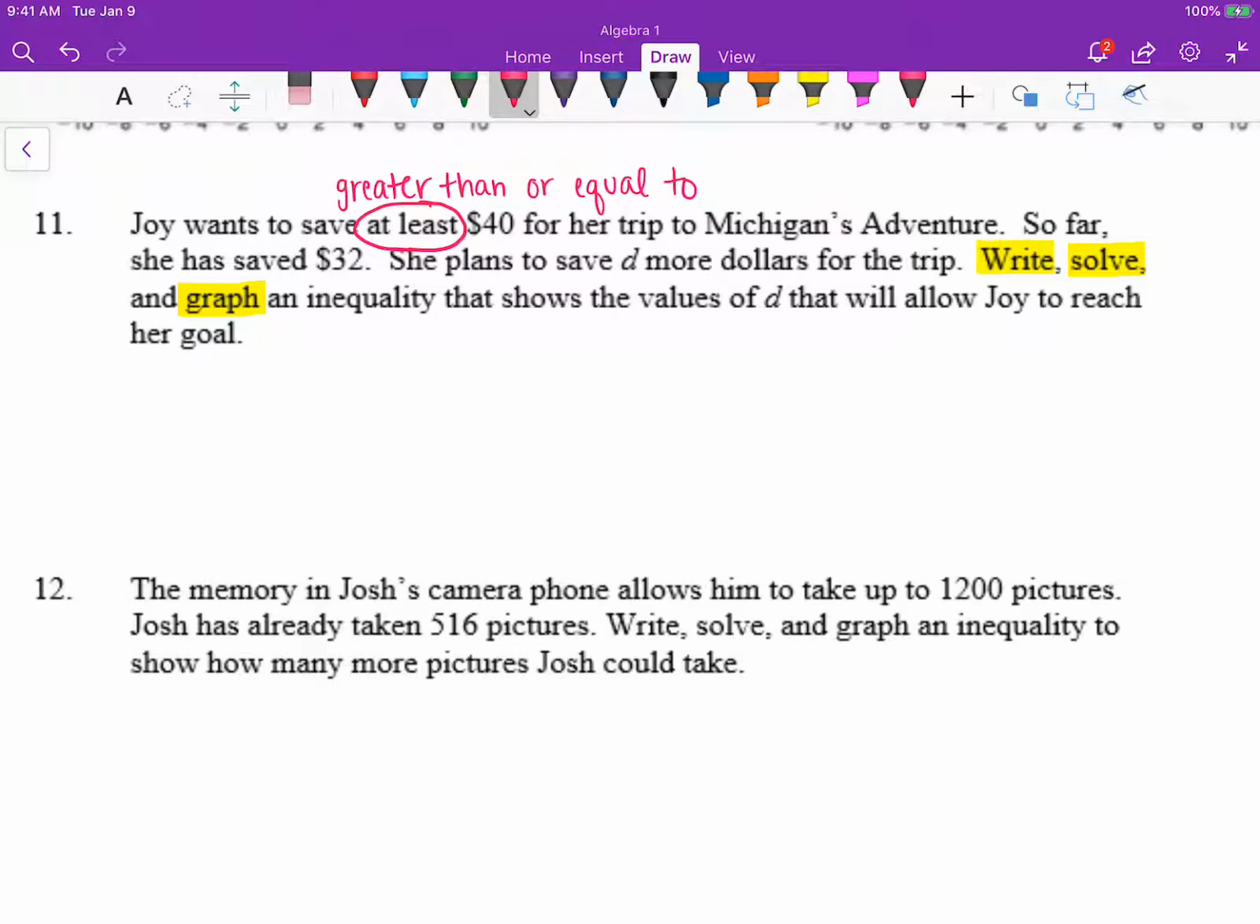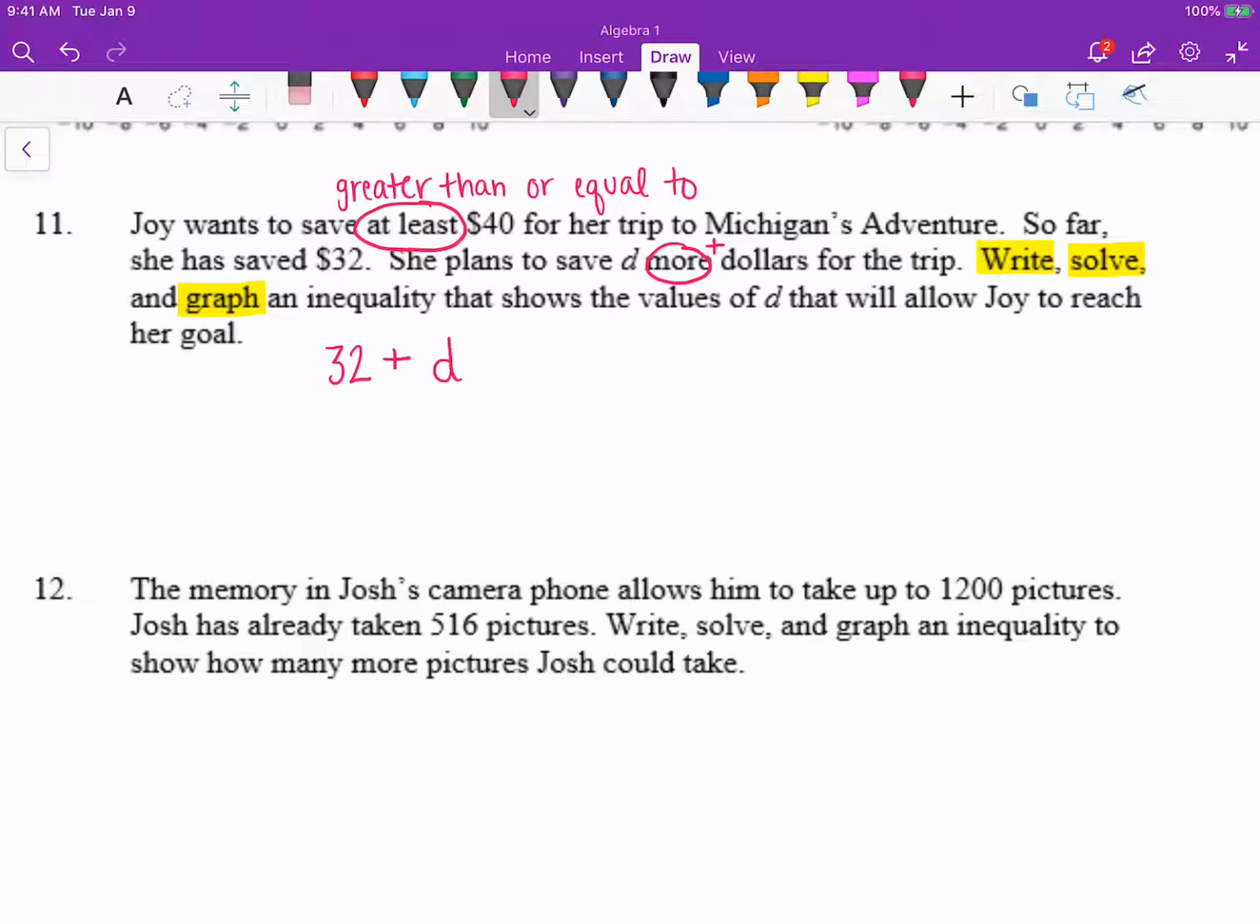So because Joy starts with $32, I'm going to start my equation with $32 as well. And then she plans to save D more dollars. Now, more in math, if she's going to save more money, we're going to add to that $32. So I'm going to plus. And then they specifically said that she was going to save D dollars. I don't know how many that is right now, but that's what they said in the problem.